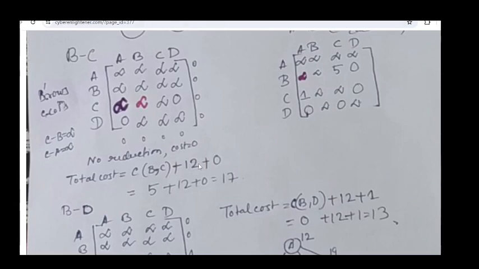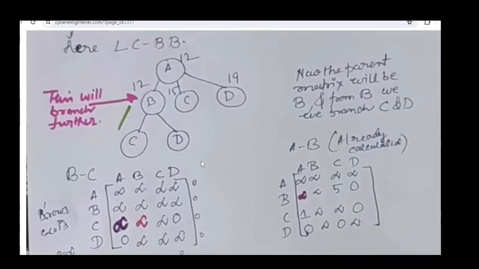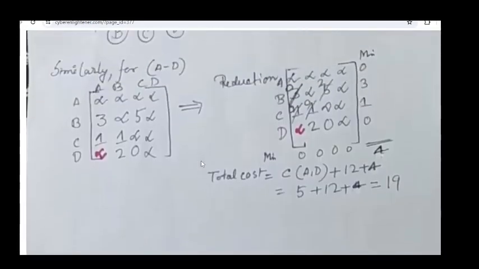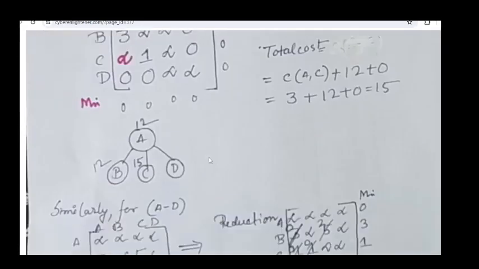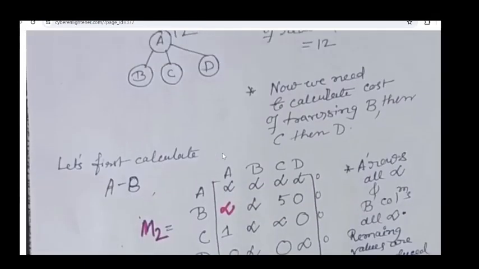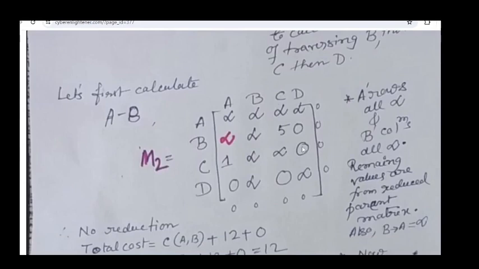Reduce that. Now one thing is very clear: your parent matrix will change. Which will be your parent matrix? Not the M1. Which one? The A to B parent matrix. I think I have already written it. This is my M1, this is your M2. The A to B reduced matrix is your parent matrix. Now you have to refer to this matrix, not the earlier matrix.